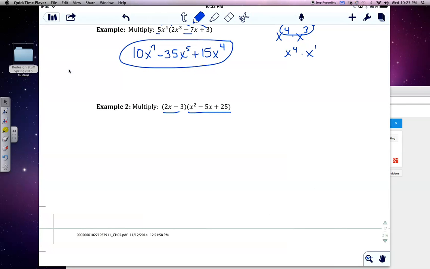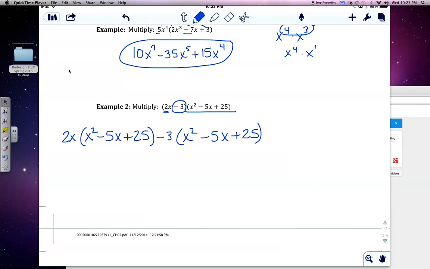Example 2, I have that this gets multiplied by everything, and this gets multiplied by everything in that polynomial. So to do that, I always tell my students that to not forget anything, I'm going to take this 2x and multiply by all this. I'm going to write 2x times x squared minus 5x plus 25. Then I'm going to take this minus 3 and multiply by that polynomial. So I'm going to go ahead and rewrite that. I find that if you write this step out, you will make fewer mistakes than doing it all in your head.